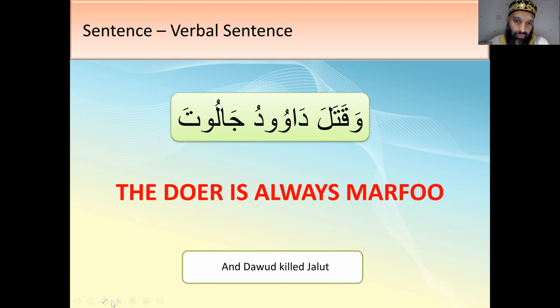What happens if the noun comes with a kasra? If it comes with a kasra, it's majroor, then it's not doing the verb. We'll have to see an example. But if it's not marfu, it's not doing the verb. The object is accusative. That's right. So the doer is always marfu. The subject of the verb is always marfu.